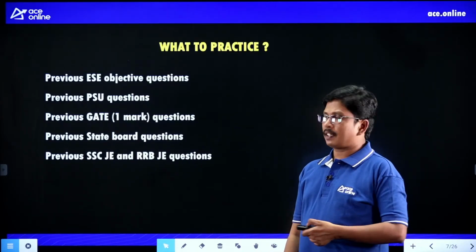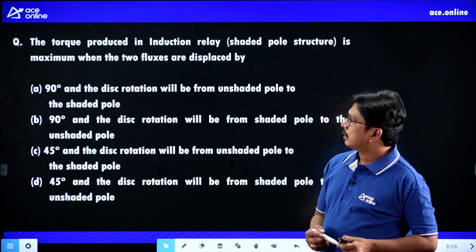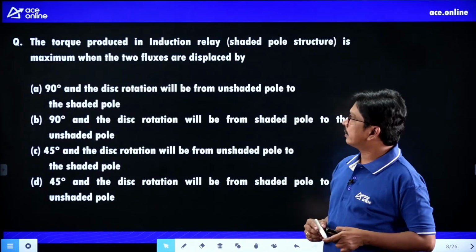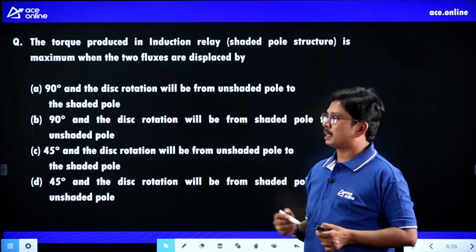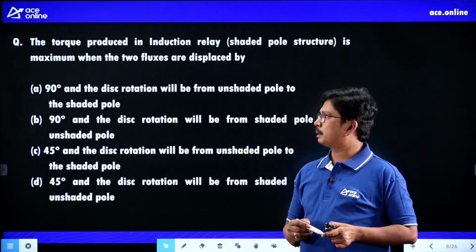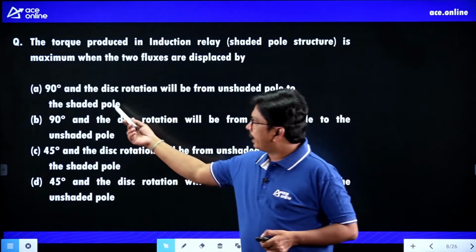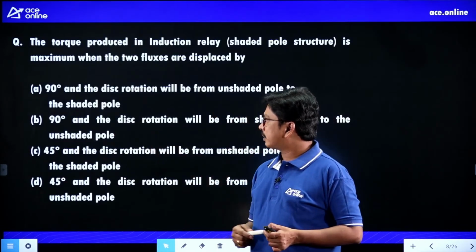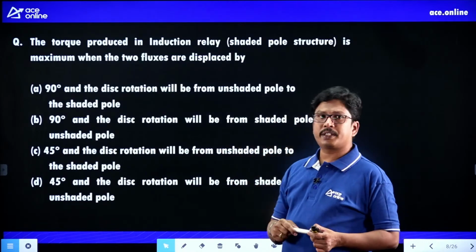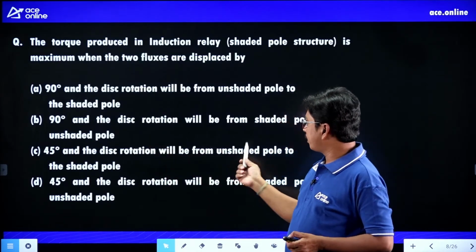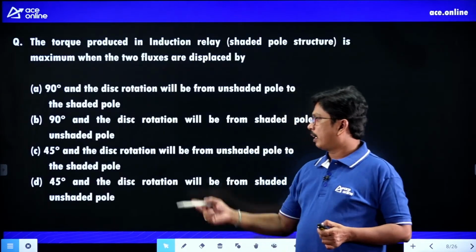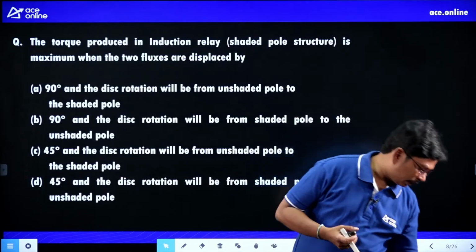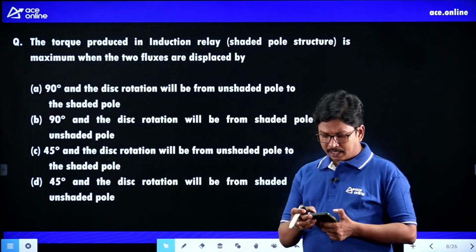First of all, we'll see the first question of today's class. The torque produced in an induction relay shaded pole structure is maximum when two fluxes are displaced by: 90 degrees and the disk rotation will be from unshaded pole to shaded pole; 90 degrees and the disk rotation from shaded pole to unshaded pole; 45 degrees and the disk rotation from unshaded pole to shaded pole; 45 degrees and the disk rotation from shaded pole to unshaded pole. Can anybody give the answer here?